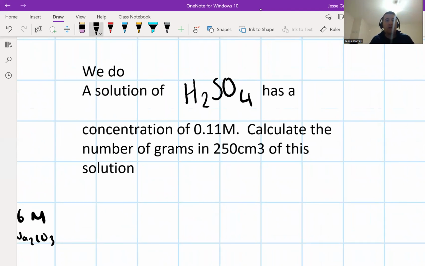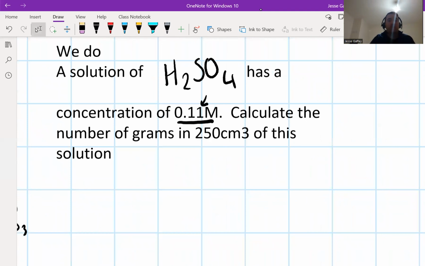So it says we have a solution of H2SO4 and it has a concentration of 0.11 molar. So we know this, look, that's our starting point. Calculate the number of grams in 250 cm cubed of the solution. Okay, so planning this out, what do we need to do? Again, I would suggest that you pause the video and think about what you have to do to plan your way through this.